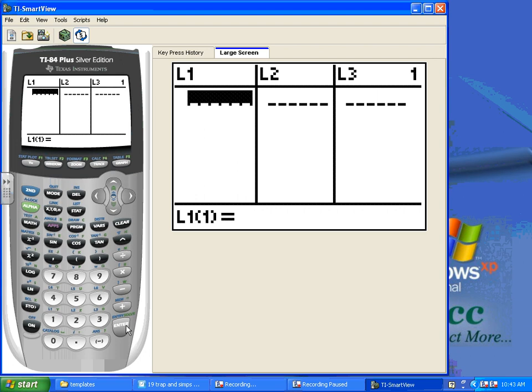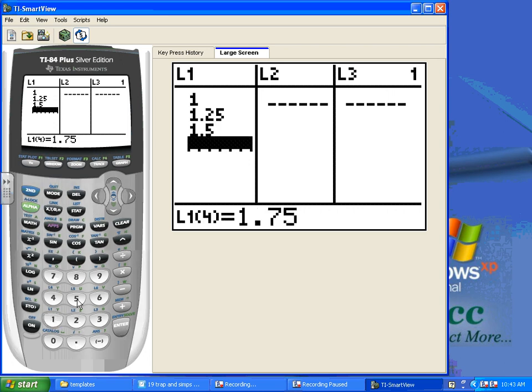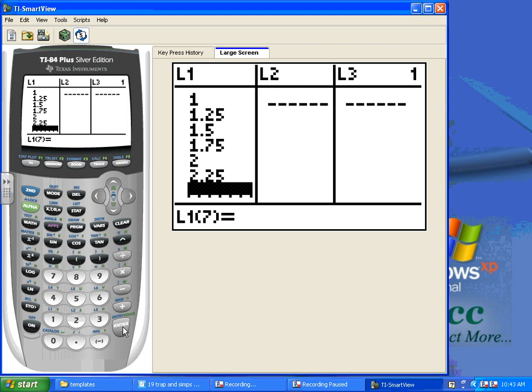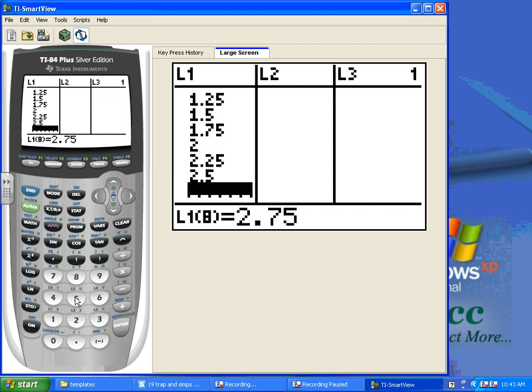Okay. First, for L1, enter your partition points. I believe they start at 1, right? 1.25, 1.5, 1.75, 2, 2.25. Again, I'm pressing enter between the numbers. 2.5, 2.75, and finally 3.